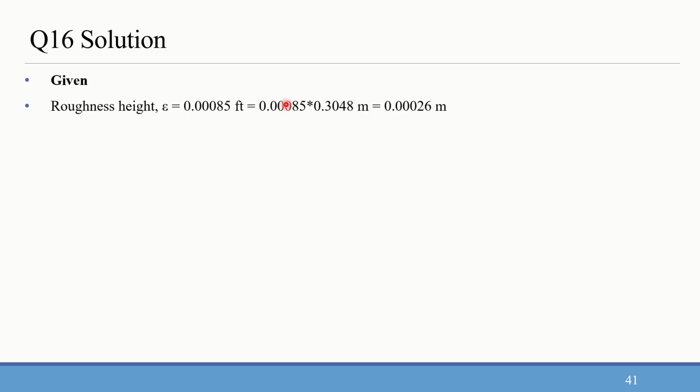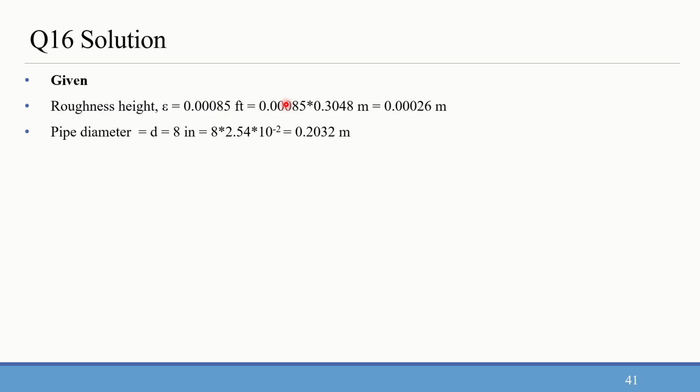And question 16 goes: the roughness ratio in the 8-inch pipe is dash. Last time we calculated for the 4-inch pipe, and this time we are going to calculate for the 8-inch pipe. Roughness height is again the same because all are made of the same material. So roughness height is 0.00085 feet, and in meters it is 0.00085 into 0.3048, which is 2.59 into 10 power minus 4. So it is 0.00026 meters.